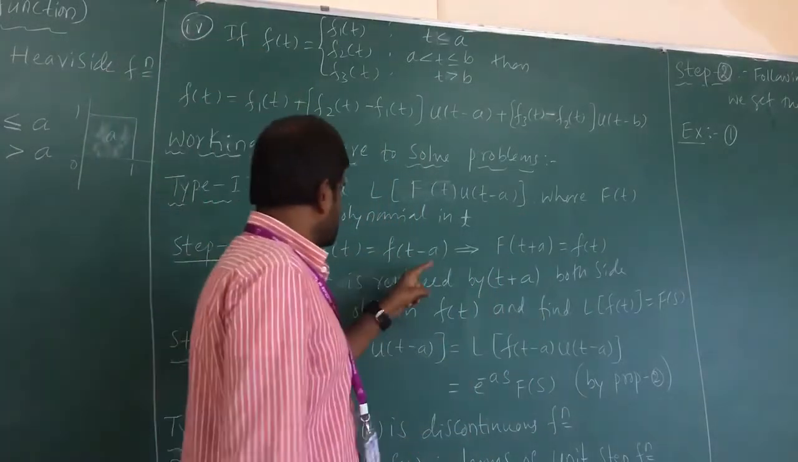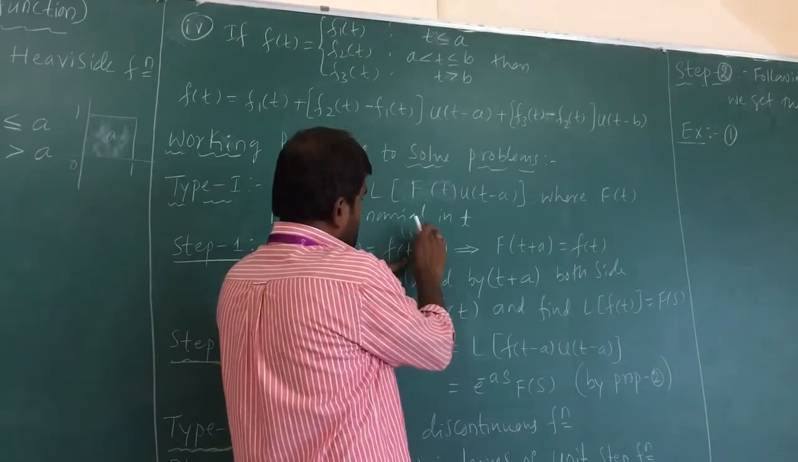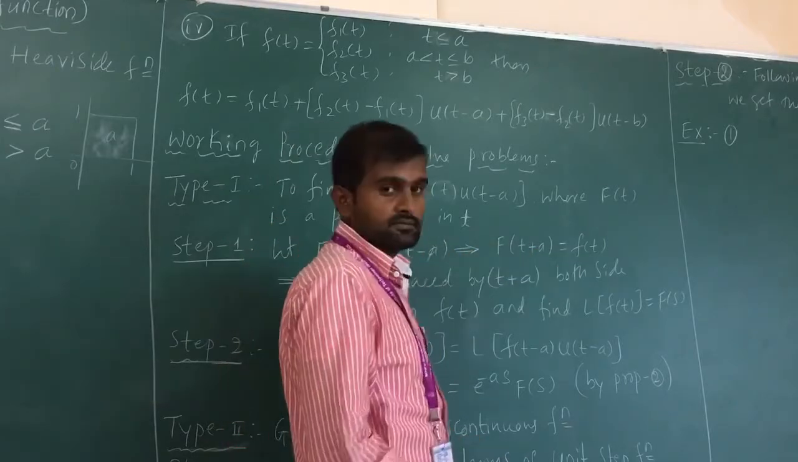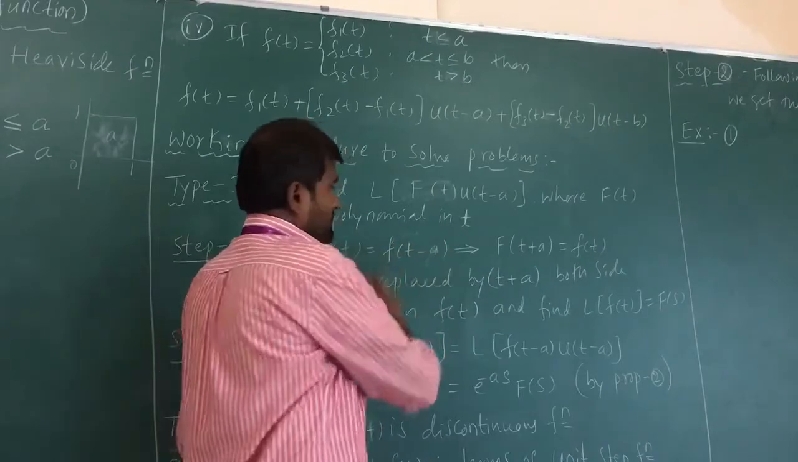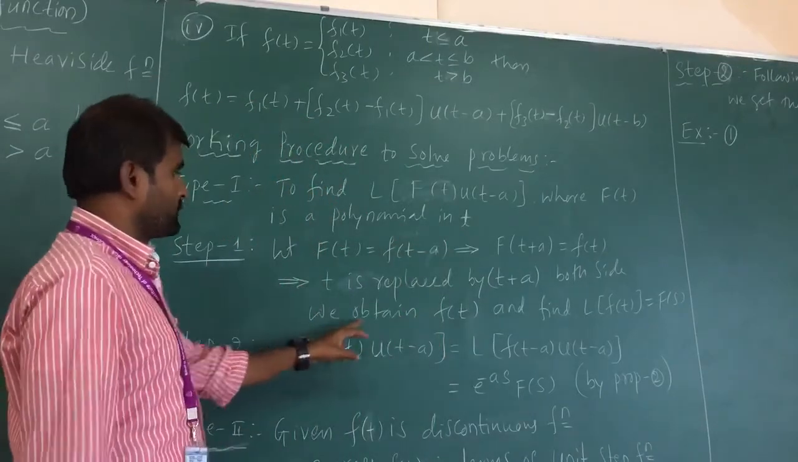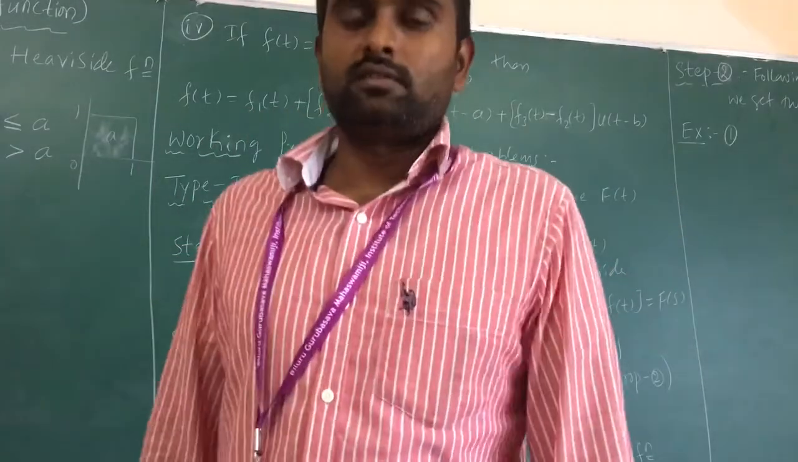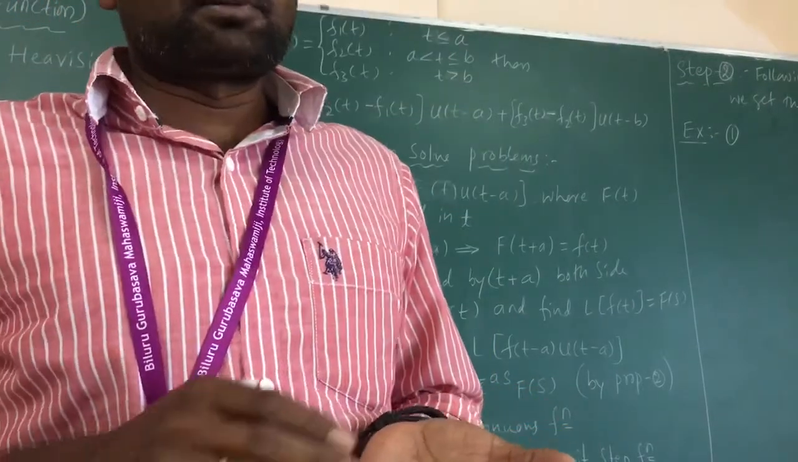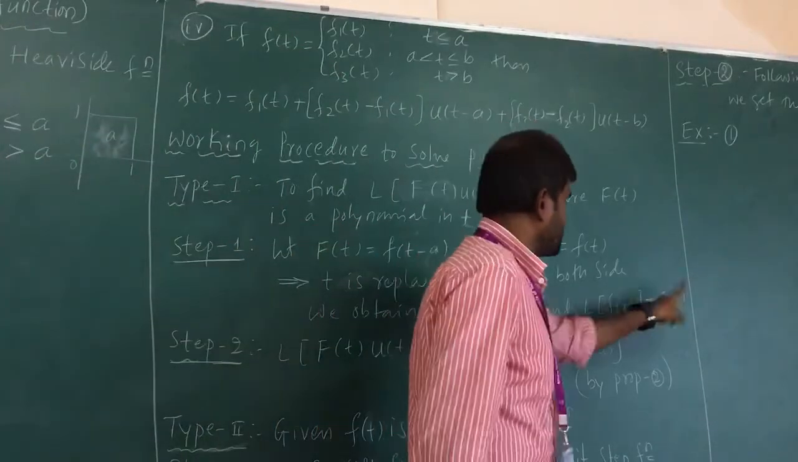If it is t plus a, so plus a minus a get cancelled, we have only t, f of t, on both sides. So we obtain f of t and find L of f of t. After getting f of t, apply Laplace transform on both sides. So you will get F of s. L of f of t is F of s.